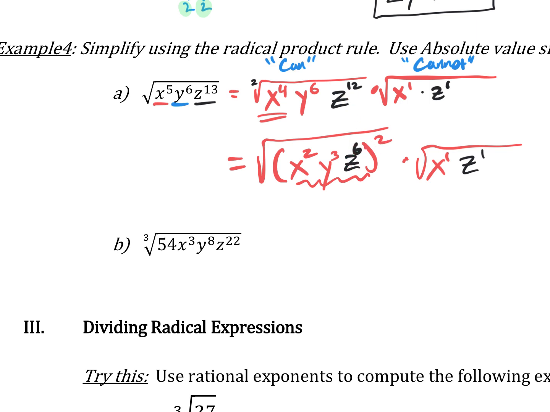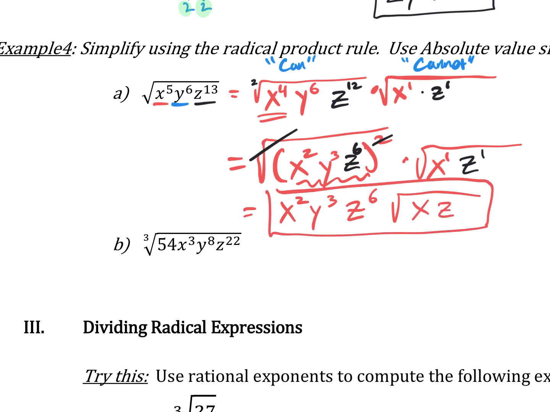And in the end, these cancel. So this square cancels with that, and we have x squared, y cubed, z to the 6th times the square root of x, z. So basically we took out every pair.